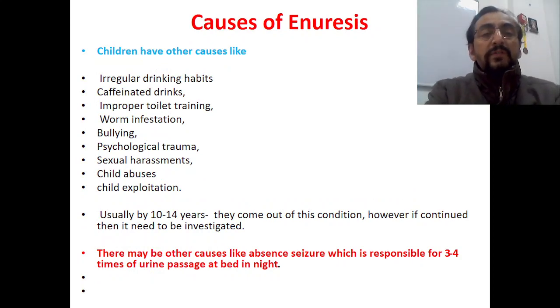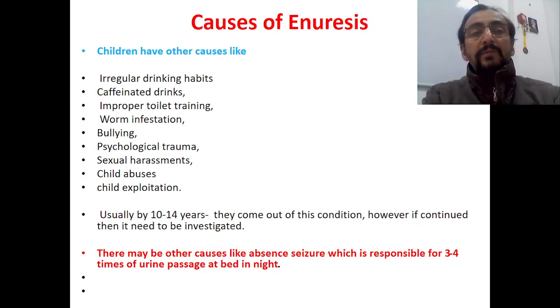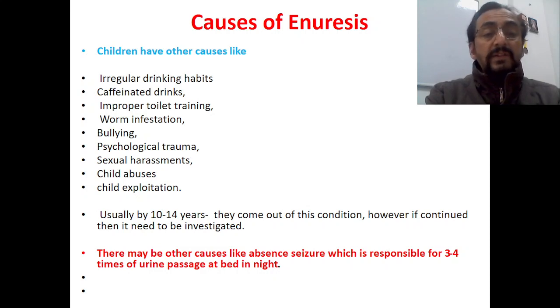Now, children have other causes too. Sometimes enuresis is common in children because they have irregular drinking habits or caffeinated drinks, improper toilet training, worm infestations, bullying, as I explained earlier, psychological trauma, sexual harassment, child abuse, and child exploitation. Usually, by 10 to 14 years, they come out of this condition. However, if it continues after 10 or 14 years also, then it needs to be investigated.